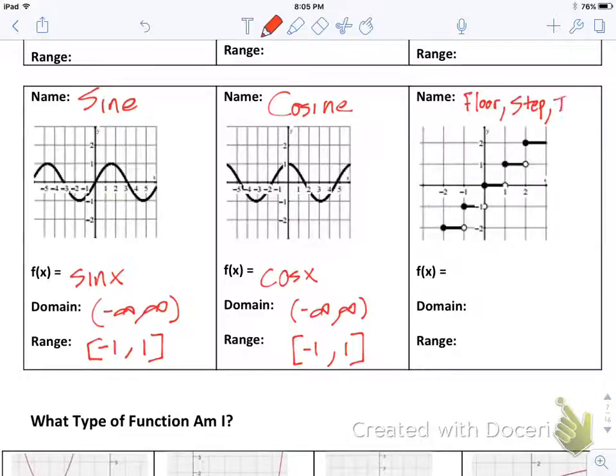There's the floor function, the step or the integer function. All of these are descriptors of this last function here. I like when I call it the step function because that's what it looks like. Floor function, integer function.